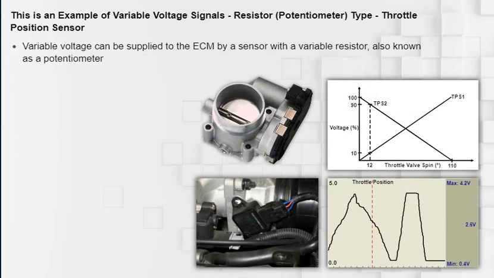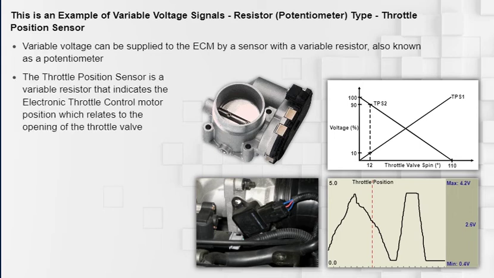Variable voltage can be supplied to the ECM by a sensor with a variable resistor, known as a potentiometer. The throttle position sensor is a variable resistor that indicates the electronic throttle control motor position, which relates to the opening of the throttle valve.